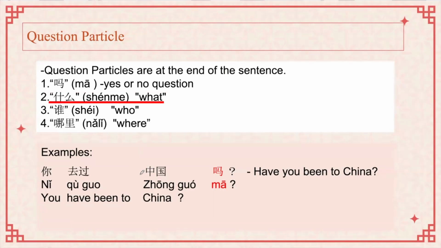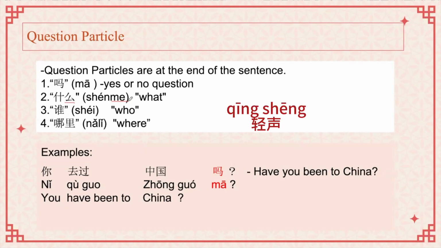The second one, 什么, means what. Pay attention to here, ma. We should pronounce it as the fifth tone. We learned this before, right? It is called 轻声.